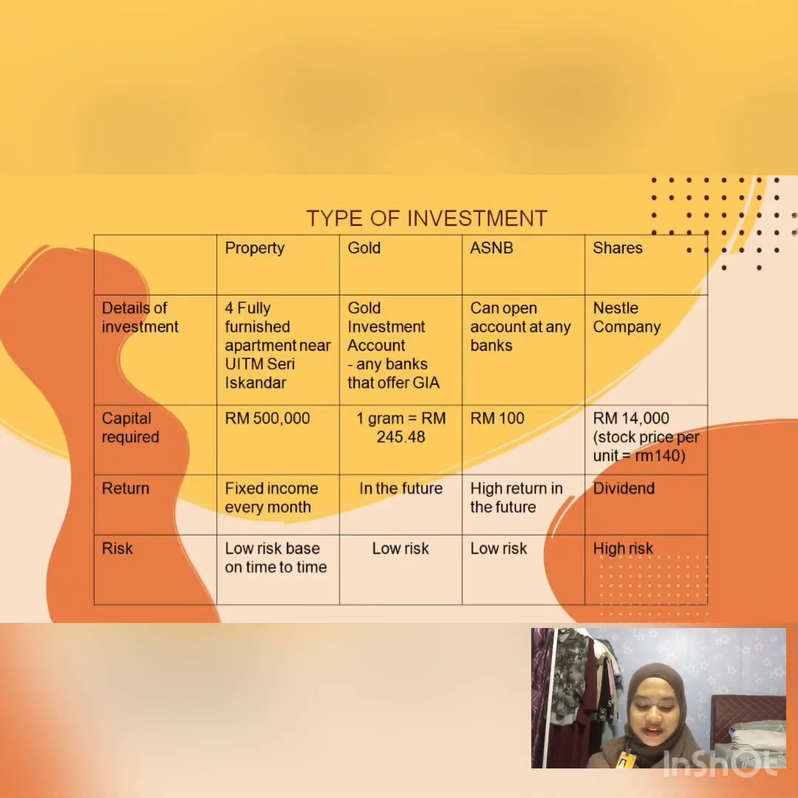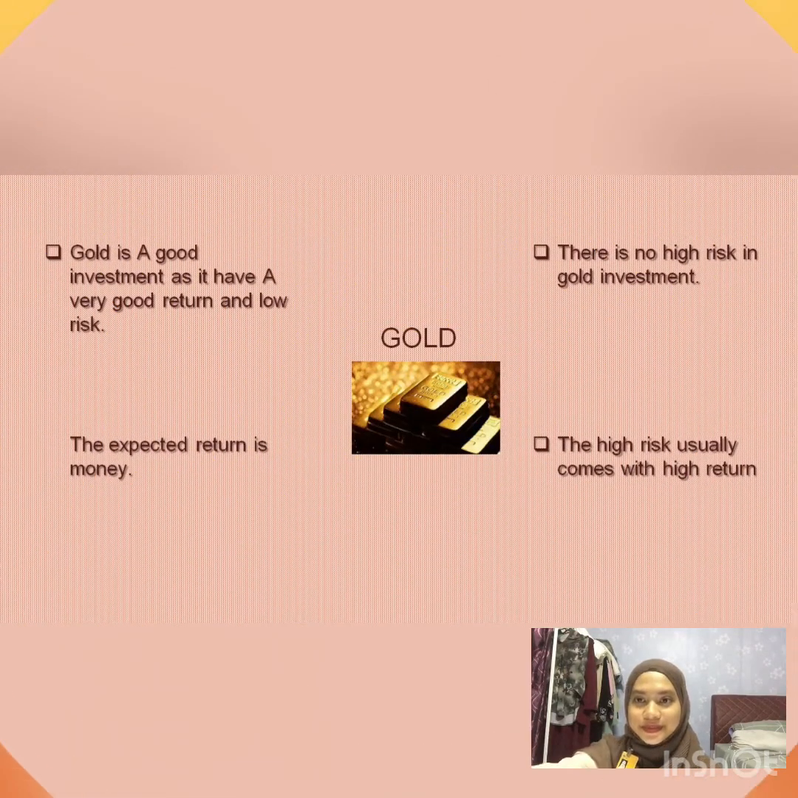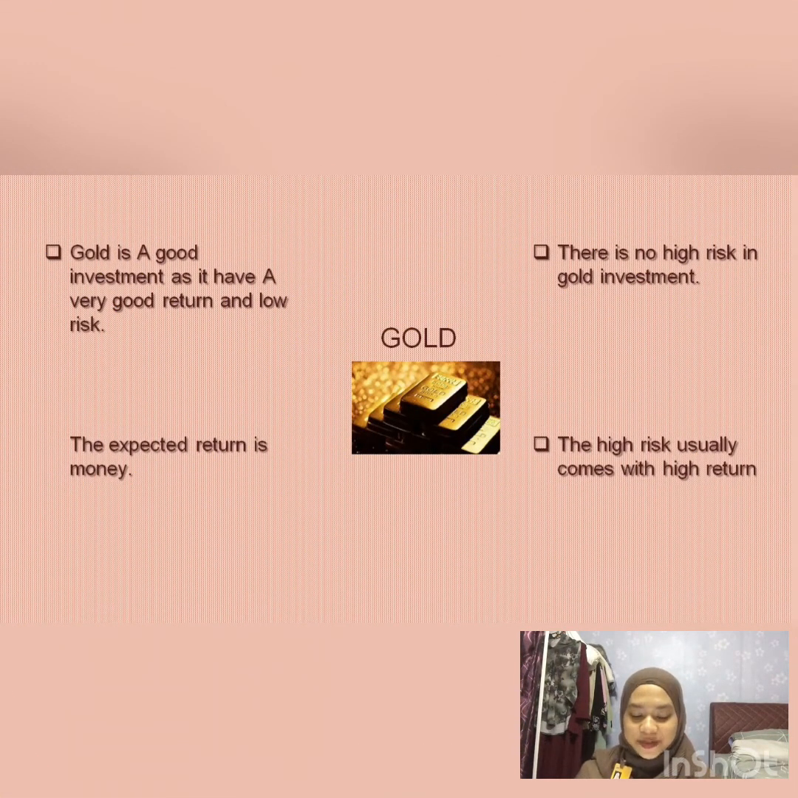Then, you can invest in GIA according to how many grams you would like to invest, as they use the same price as physical gold. For example, a gram equals RM 245 and 48 cents, and that is the same for GIA. Gold investment has a low risk and high return. Gold investment is a good investment as it has low risk and high return.